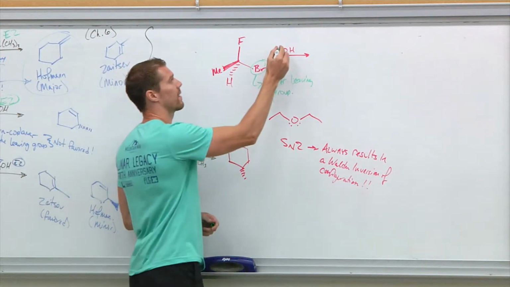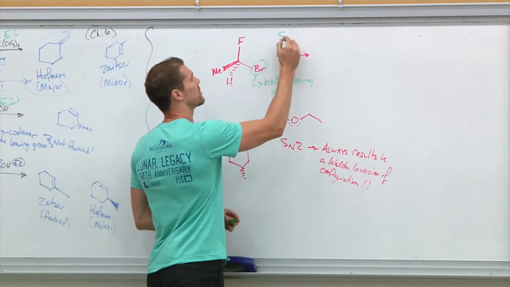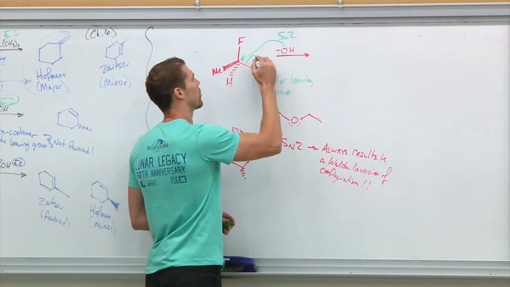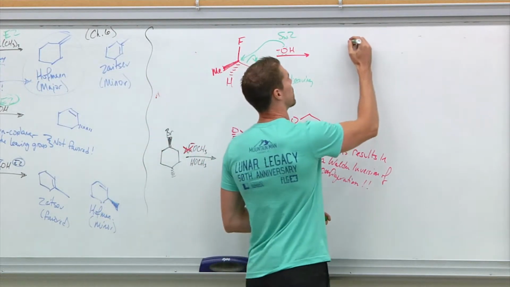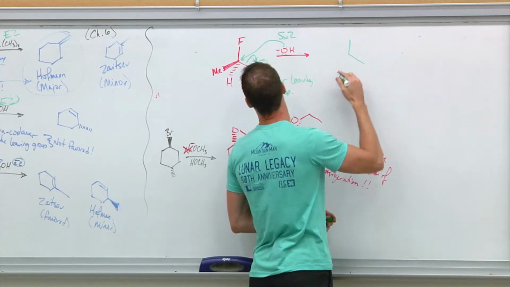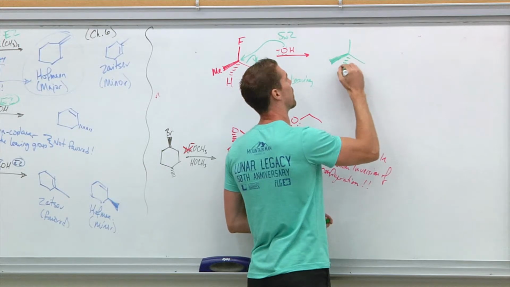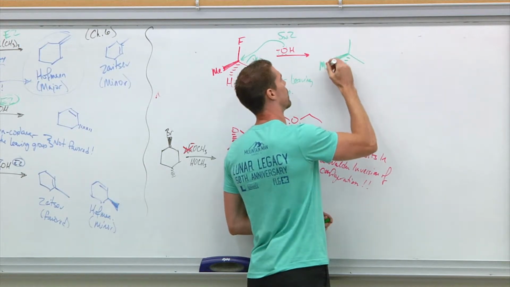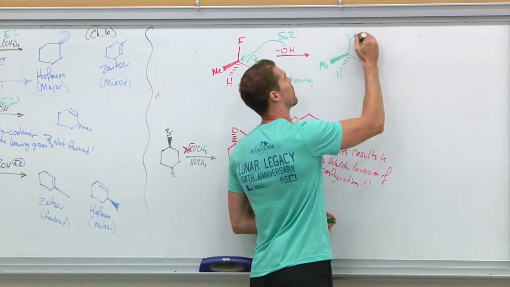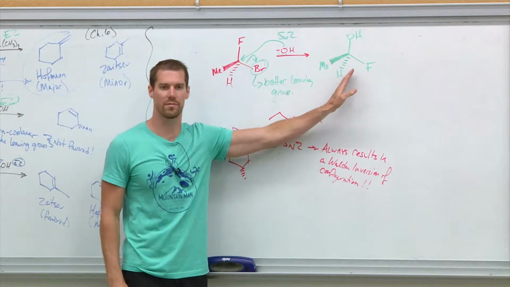So when we attack here, is this an SN1 or an SN2? Good. SN2. So we're going to attack here. Leaving group leaves. So get that the same. Okay, so does this satisfy my Walden inversion of configuration?